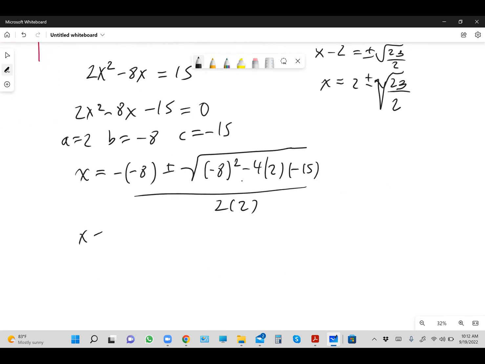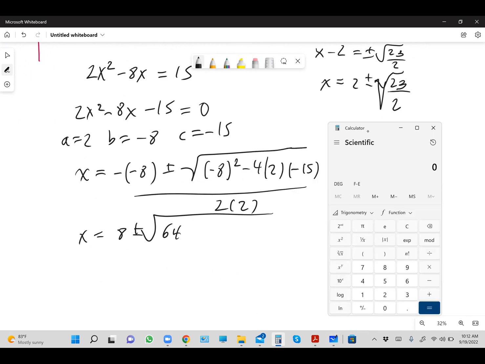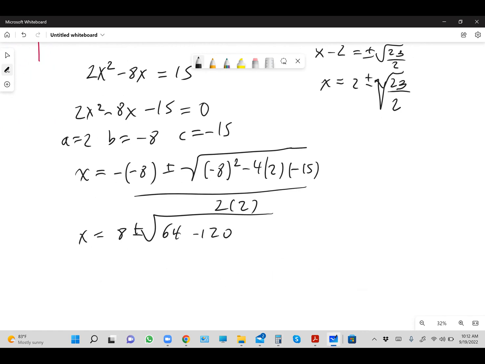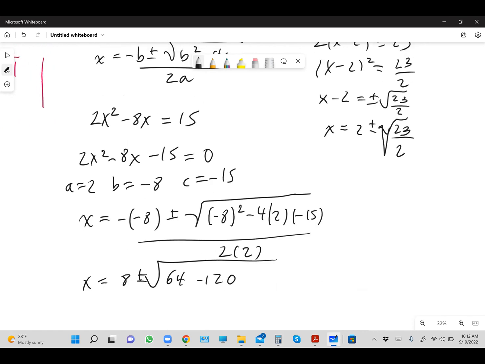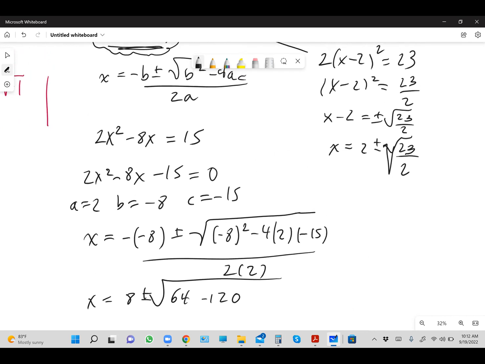And I have x equals 8 plus or minus 64. That's going to come out positive. What's 15? -4 times 2 times -15. So 4 negative times 2 times 15 negative equals 120, minus 120. That's not good. Minus 120 is not good. Why is minus 120 not good? Because it gave me negative, and I got a solution to this.